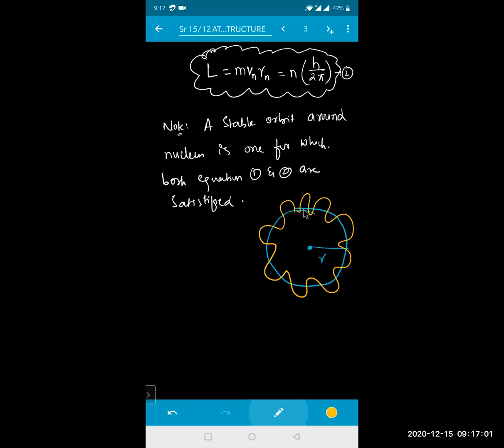Okay. Now see, the distance between one wave to another wave is nothing but what? Wavelength, lambda. That is nothing but equal to lambda. And this is the electron which is orbiting around the nucleus. It is not exactly circular. It is something like a zigzag manner like this, isn't it?